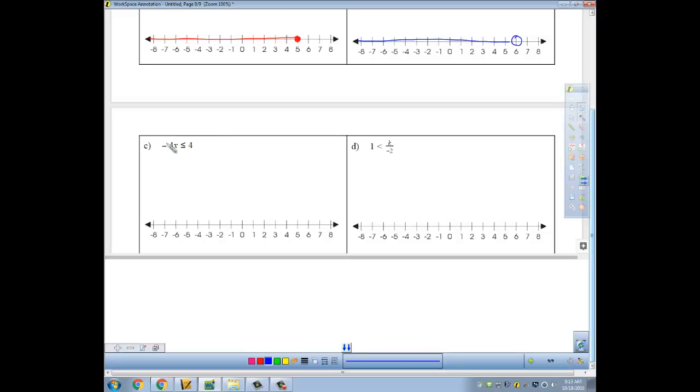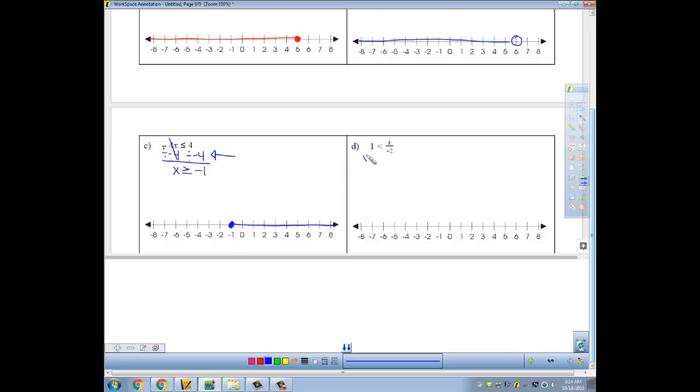Now, C, D, and then the bottom two are going to be a little bit different because we have some negatives. So for part C, I'm going to divide both sides by negative 4. Since I divided by a negative, since this number was negative, I'm going to flip my inequality symbol. 4 divided by negative 4 is negative 1. So that is a closed circle on negative 1 going to the right.